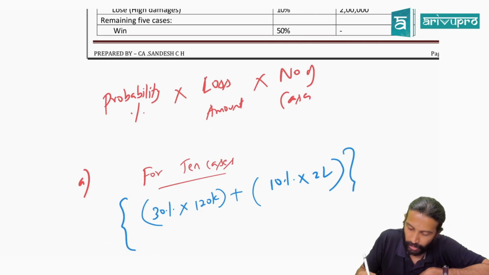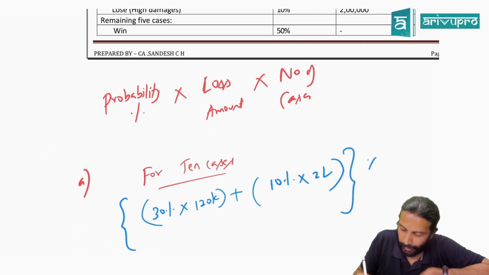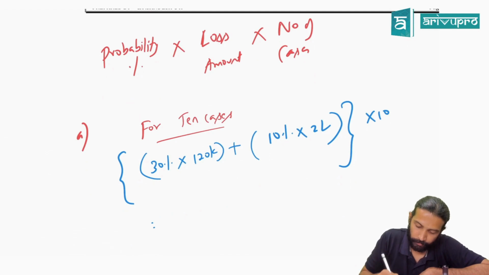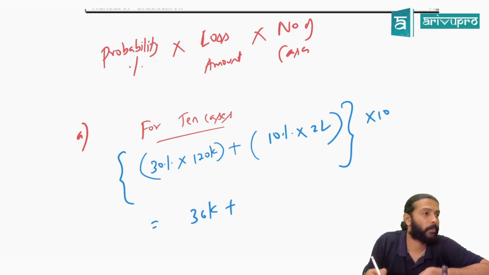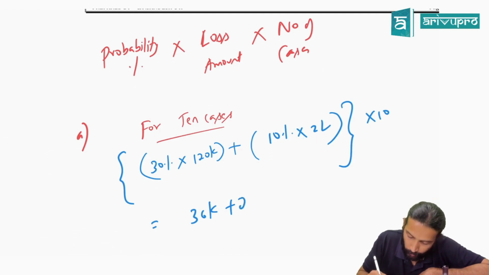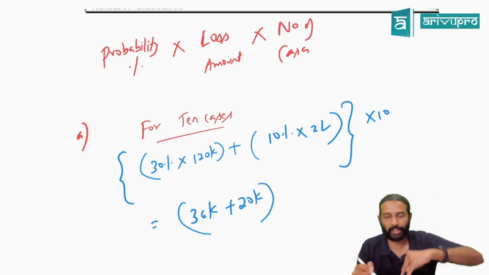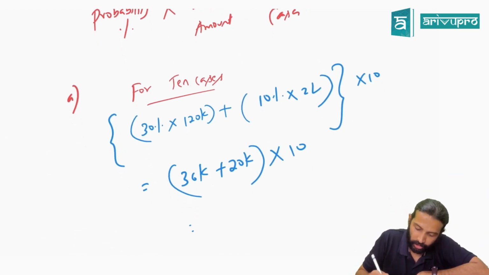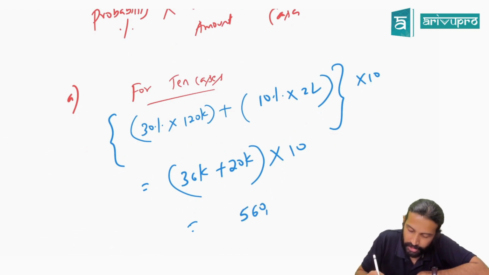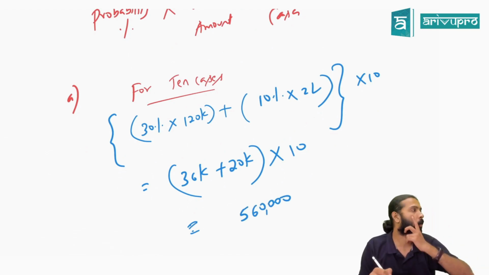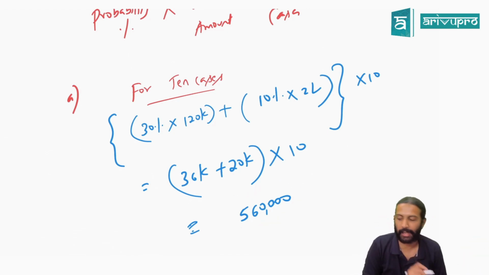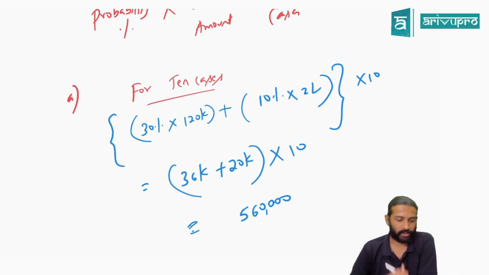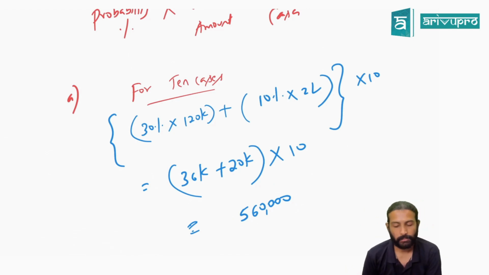Totally, how many cases do you have? 10 cases, so multiply it by 10. So how much is this now? 30% of 1,20,000 is 36,000. 10% of 2 lakh is 20,000. So you have to pay damages of 56,000 on one case. How many such cases are there? 10 cases. That means the total damages is 5,60,000. That is the amount of contingent liability for these 10 cases. Is this okay?